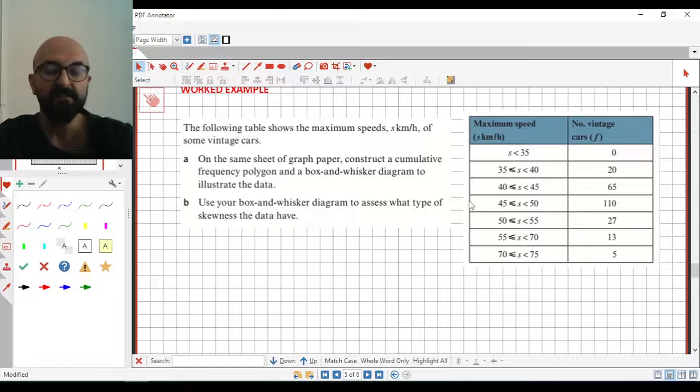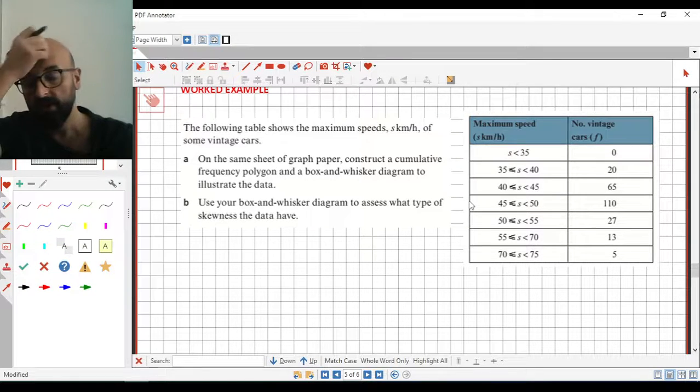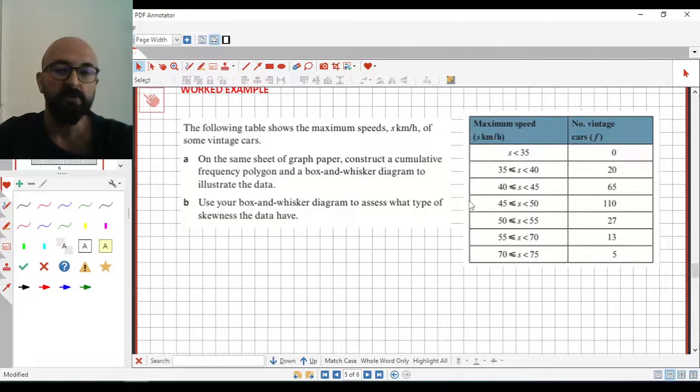Now in this lesson, we will go on to work on the box and whisker diagram. As you remember, in the last lesson, we learned the box and whisker diagram and how to illustrate data. Now we have two more examples, and in this lesson we will work on these two examples.